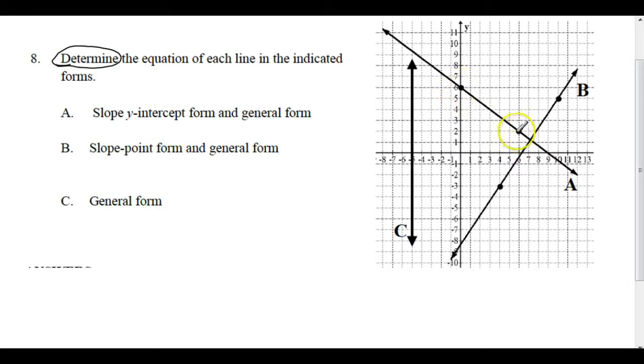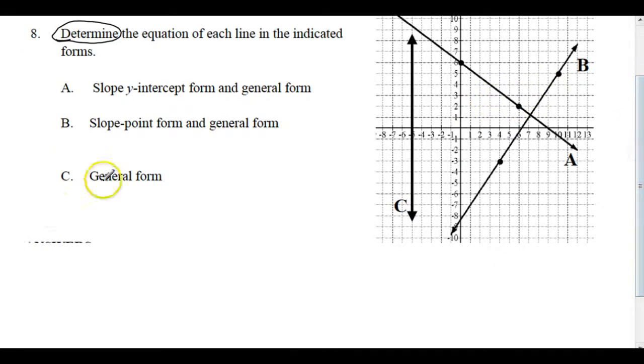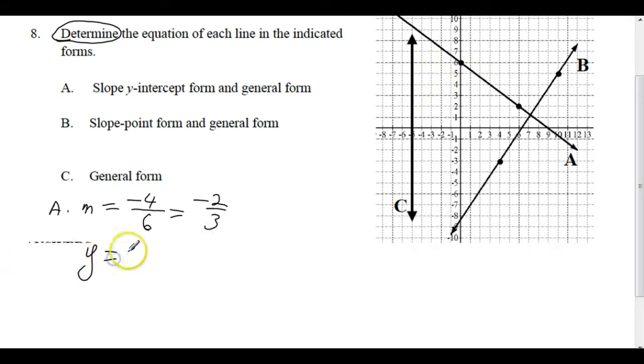All right, so we have 2 points indicated on here. That allows us to get the slope by counting: down 4, and over 6. So for A, the slope is negative 4 over 6, which is negative 2/3. The intercept is 6. The equation is y is equal to negative 2/3 x plus 6.